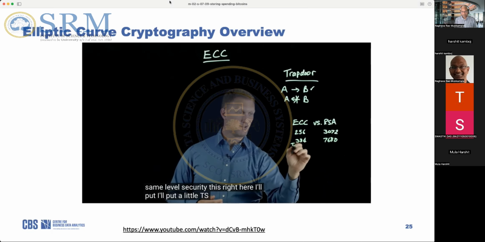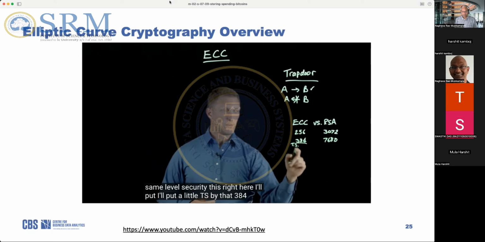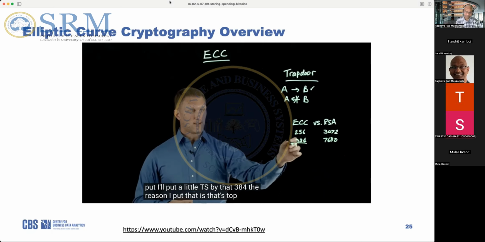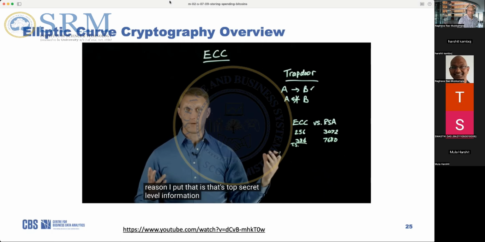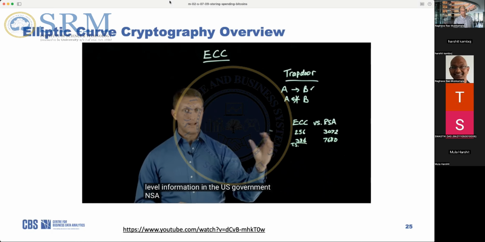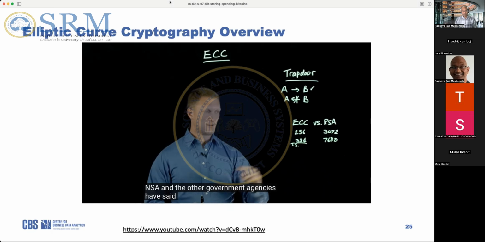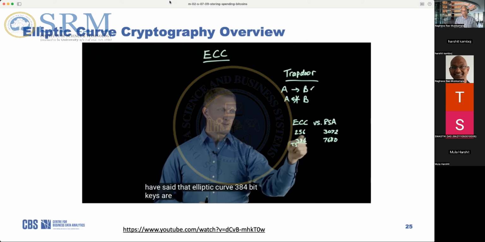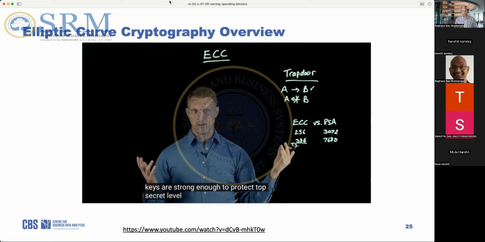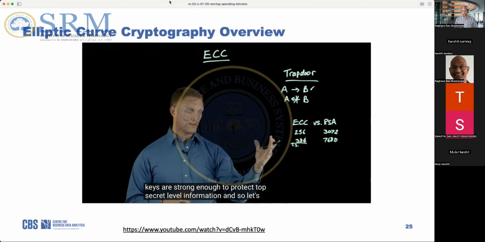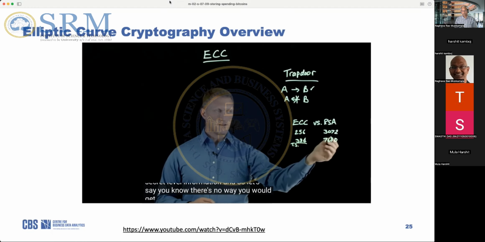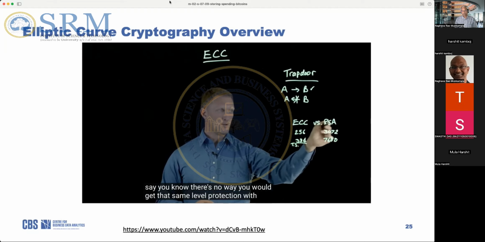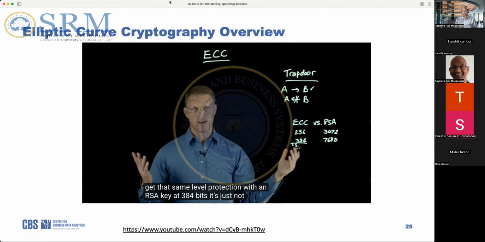This right here, I'll put a little TS by that, 384. The reason I put that is that's top secret level information in the U.S. government. NSA and the other government agencies have said that elliptic curve 384-bit keys are strong enough to protect top secret level information. There's no way you would get that same level of protection with an RSA key at 384 bits. It's just not going to happen.